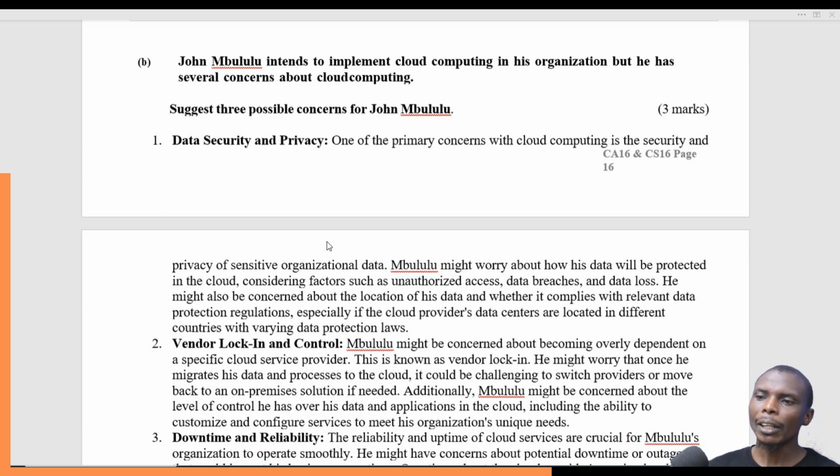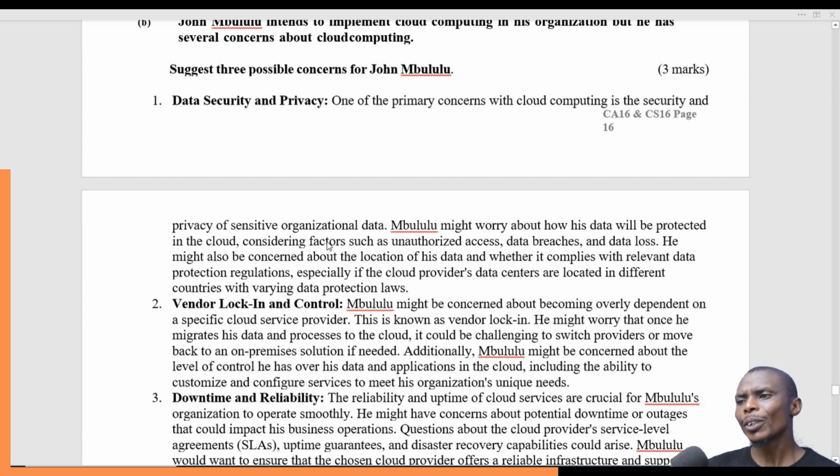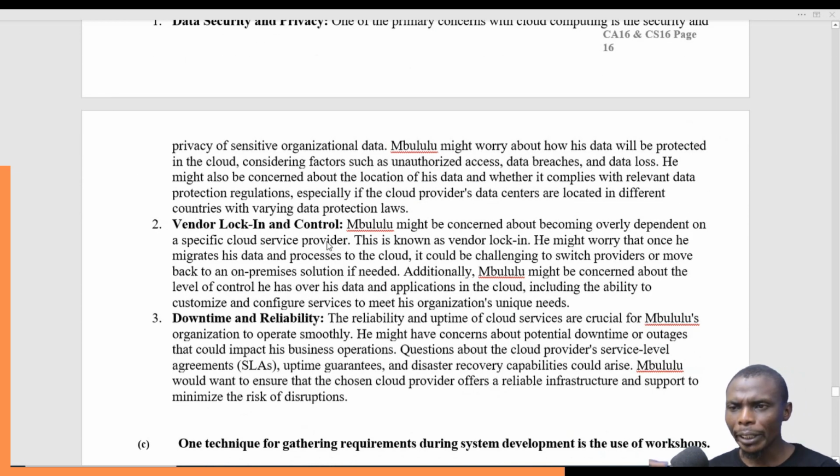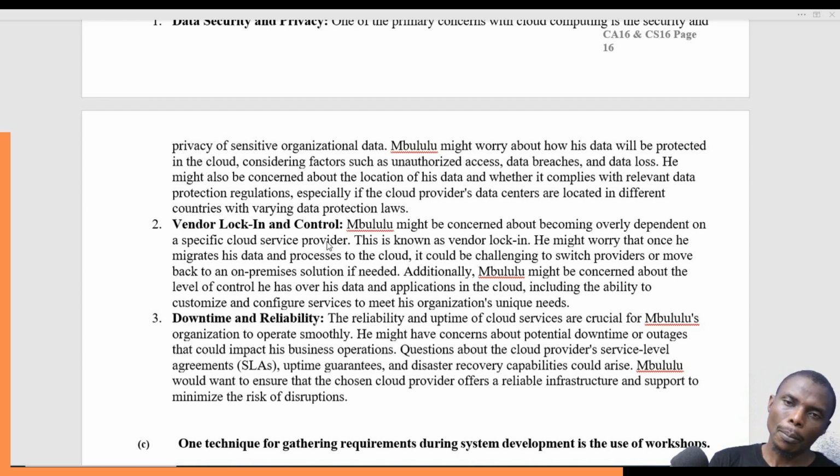The second one is vendor lock-in and control. He might be concerned about becoming overly dependent on specific cloud service providers, like being addicted to it. This is also known as what we call vendor lock-in. He might worry that once he migrates his data and processes to the cloud, it could be challenging again to switch providers or to move back to an on-premise solution where he manages his data in a physical location.